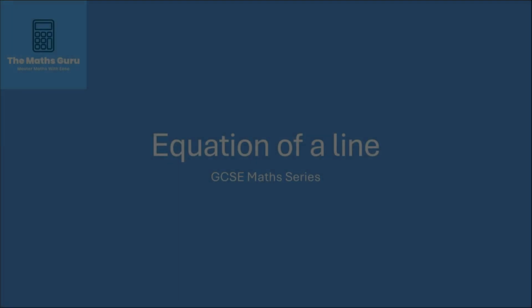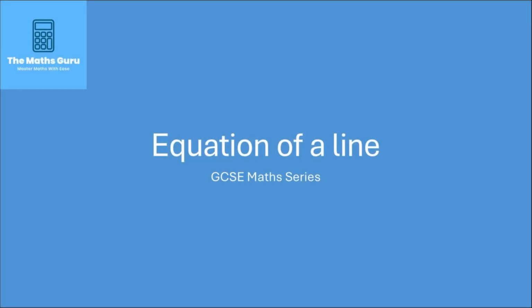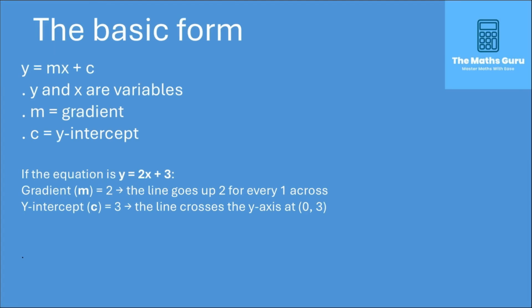The GCSE Maths Series. Today we're going to be taking a look at equation of a line. So let's get straight into it. The basic form for the equation of a line is y equals mx plus c.